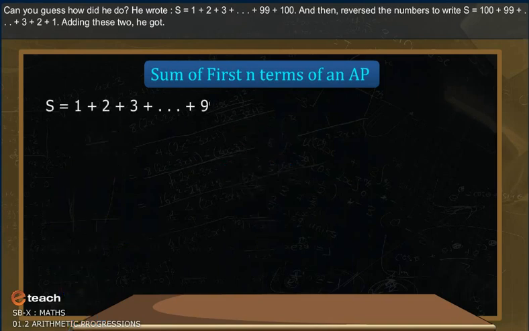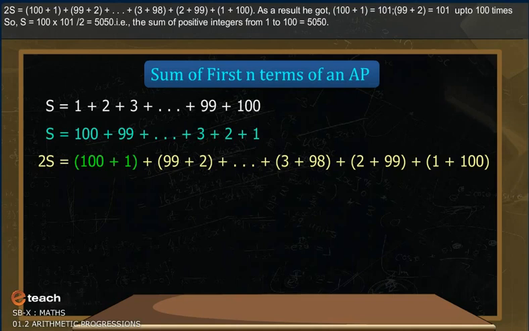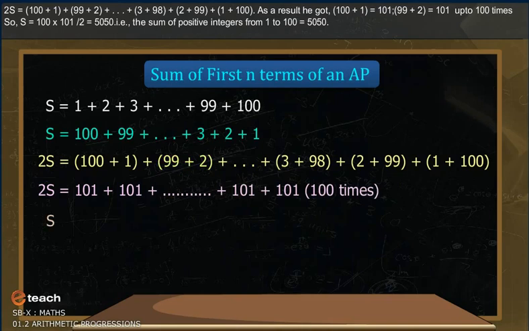He wrote S is equal to 1 plus 2 plus 3 plus so on plus 99 plus 100, and then reversed the numbers to write S is equal to 100 plus 99 plus 98 and so on plus 3 plus 2 plus 1. Adding these two, he got 2S is equal to 100 plus 1 plus 99 plus 2 and so on plus 3 plus 98 plus 2 plus 99 plus 1 plus 100. As a result, he got 100 plus 1, 101, 99 plus 2 is equal to 101, up to 100 times. So, S is equal to 100 into 101 divided by 2 is equal to 5050. That is, the sum of positive integers from 1 to 100 is equal to 5050.